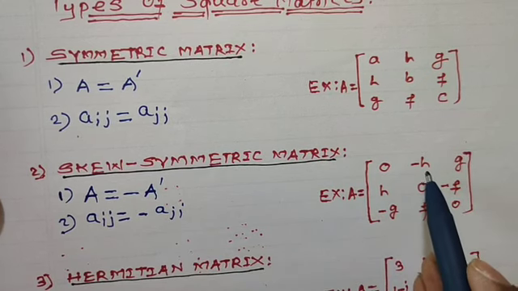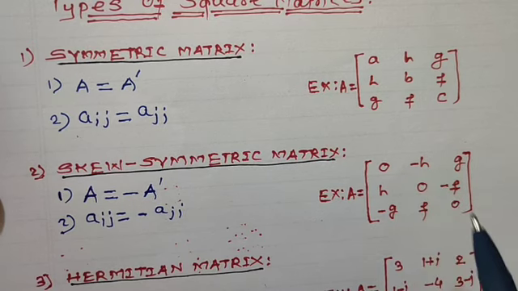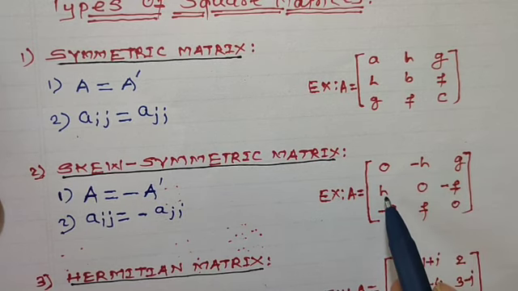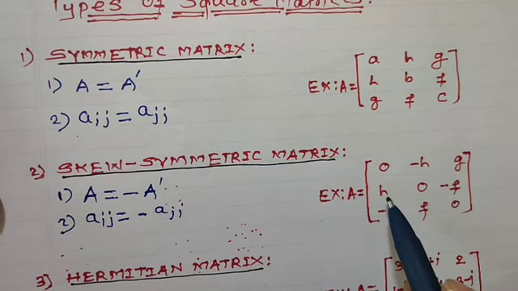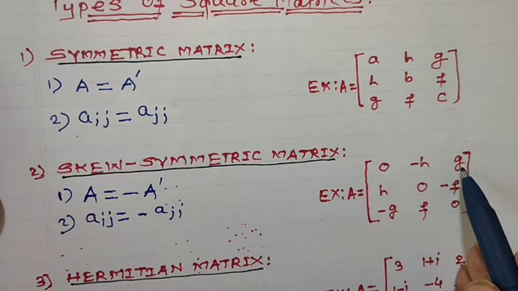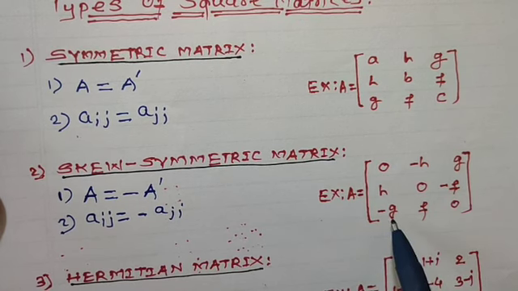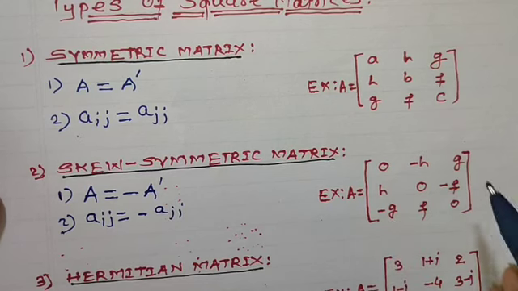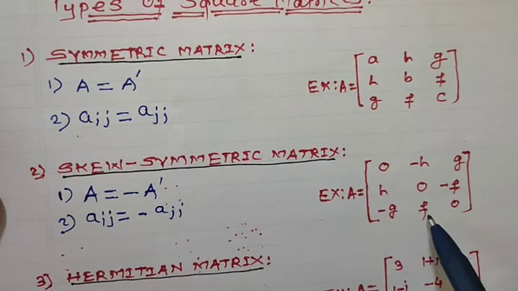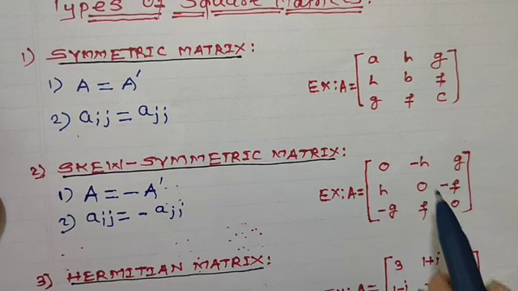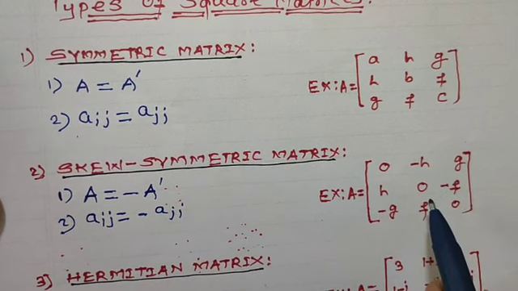You can see here the element lying in first row, second column is minus h, and here the element lying in second row, first column is h. If this is minus h, this is h. The element lying in first row, third column is equal to minus the element lying in third row, first column. So g and minus g, f and minus f, minus h and h. This is a skew symmetric matrix.